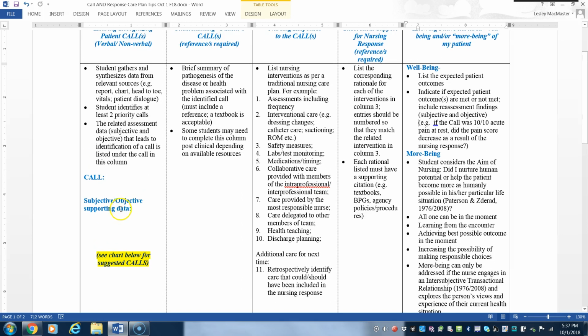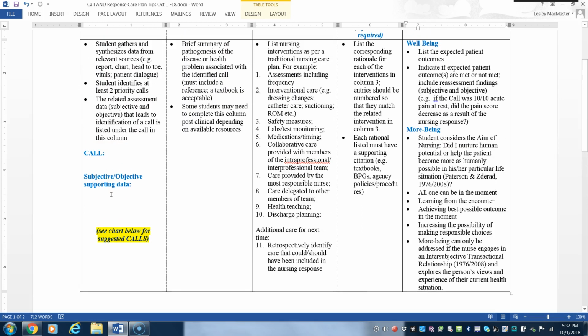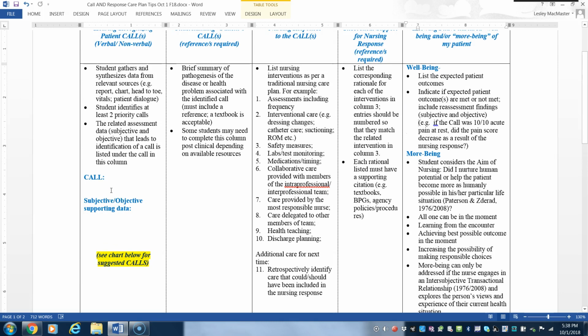is used to support the identification of the call, so the either subjective or objective data should be listed below the call. So for example, if the call was acute pain, then the pain score, the OPQRST or PQRSTU, focused pain assessment data would be listed beneath the call in this column. And that would apply for any call that the students identify.